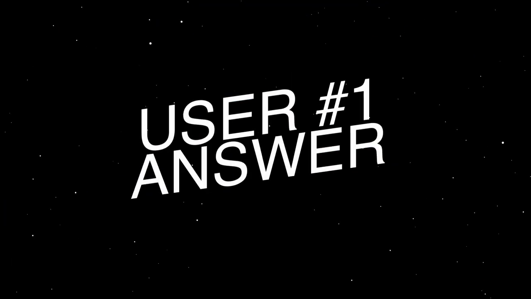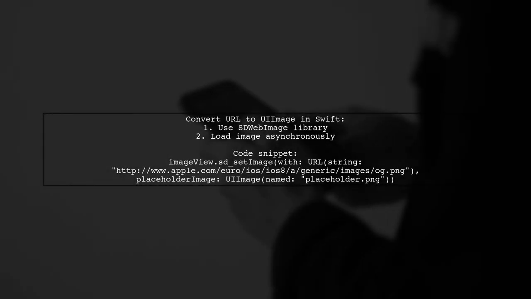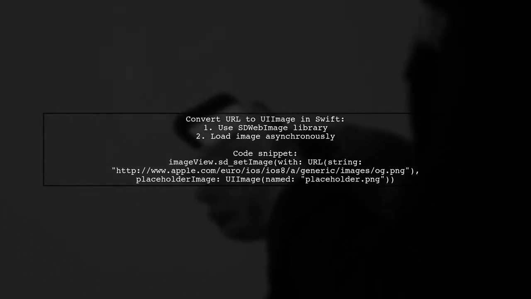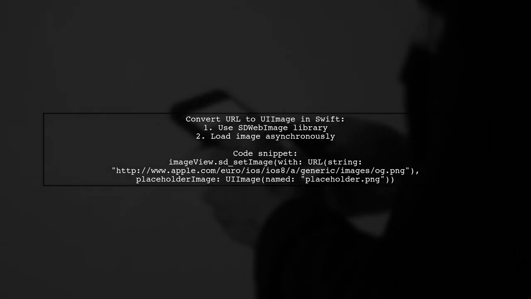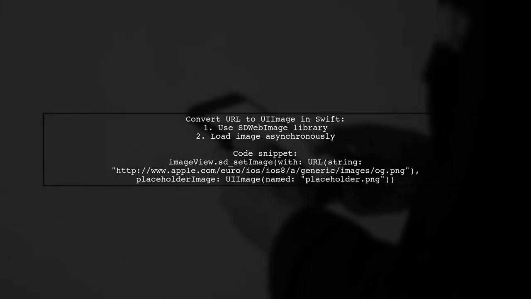Let's now look at a user-suggested answer. To convert a URL to a UI image in Swift, you can use the SDWebImage library. It's a simple and effective way to load images asynchronously.